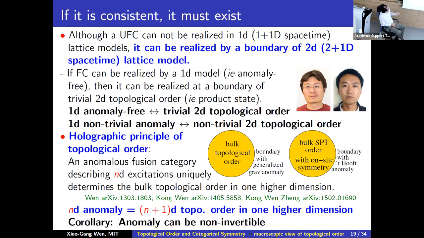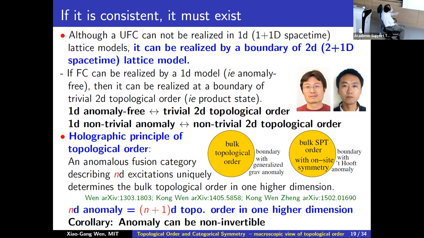If in one dimension it is anomaly free, then the topological order in the bulk is trivial. Then you don't need the bulk. A trivial topological order means a product state, and you can remove the product state. However, if the topological order in the bulk is non-trivial, even though it has an energy gap, usually when something has an energy gap, we can throw it away. But because there's intrinsic long-range entanglement, we cannot really throw it away. Then the boundary would have this gravitational anomaly.